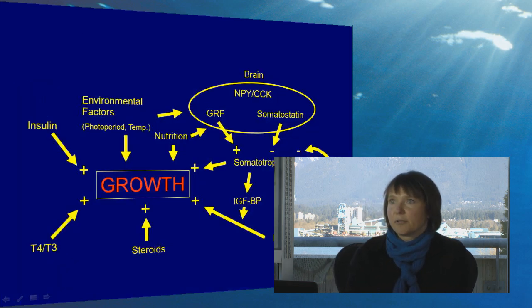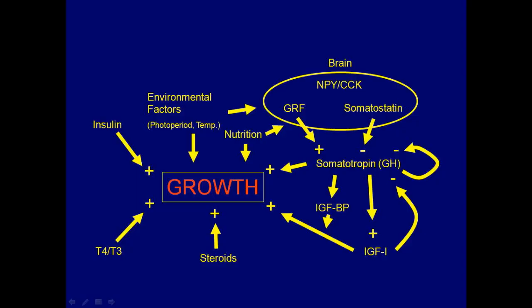If we consider growth of a fish, we can see that it's controlled by a large number of factors. Of course, you have the environmental factors, so things like rearing temperature that the fish is exposed to. Growth will also be heavily influenced by what the fish is eating, so the quality and the quantity of food. It's also strongly controlled by hormones fluctuating within the fish itself.